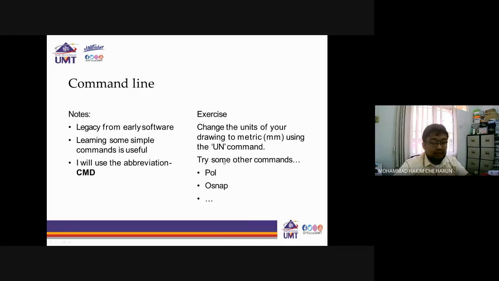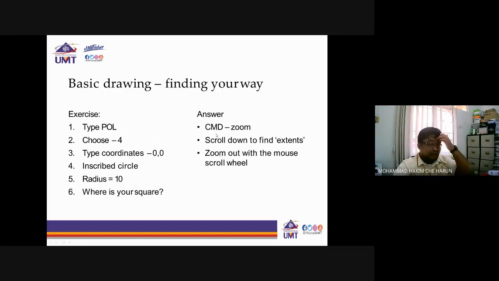And another command that I've been asking you to use for your exercises is POL, which is for the polygon, and then O snap. The next one is the one that you did before, where you type polygon. POL stands for polygon. When you choose poly, you are actually drawing a square. The coordinates you type, 0,0, is where you want to draw them. It's inscribed in the circle, and the radius is 10.